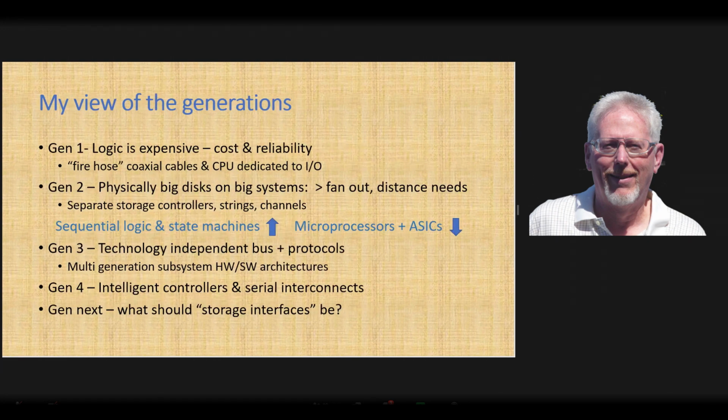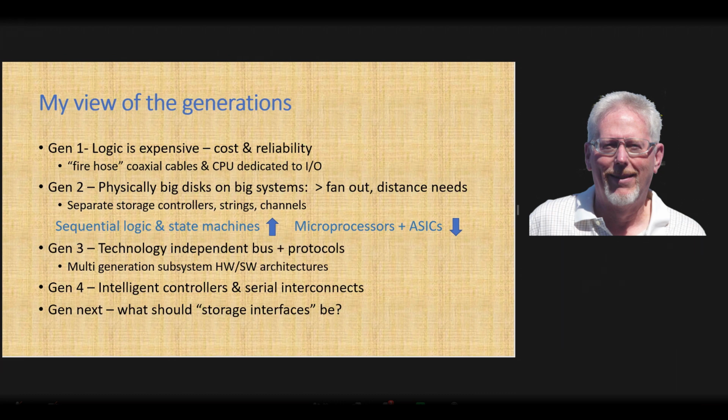So my view of the generations is logic cost drove a lot of the first generation. And cost, not only in the sense of the dollars, but cost in terms of reliability. And IBM, I think, was a genius at dividing up the parts for a subsystem into maximum reliability. Fire hose cables, coaxial cables, and the central processors were dedicated to doing the I/O.